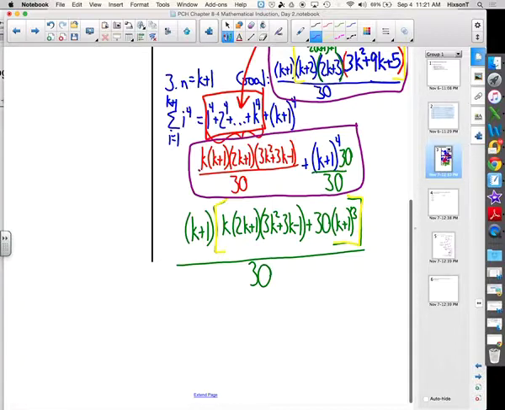Wait, you just factor out k plus 1? So I factored out this and one of these fours. And that's right here. I pulled it out.